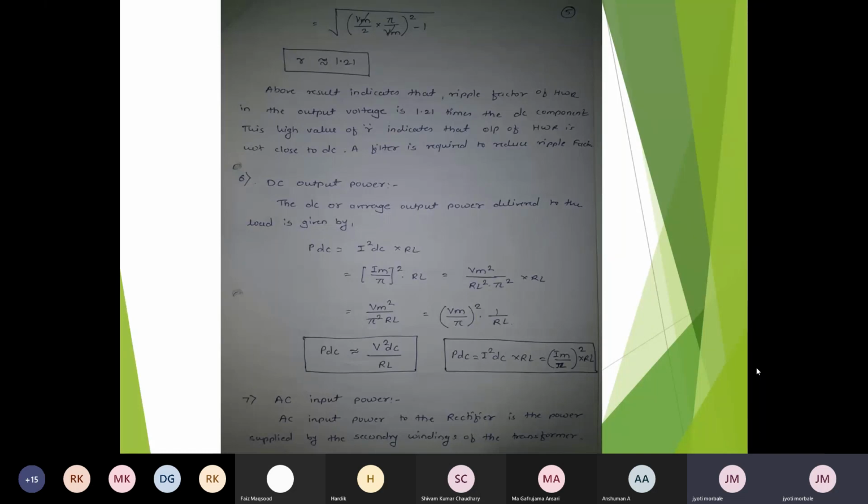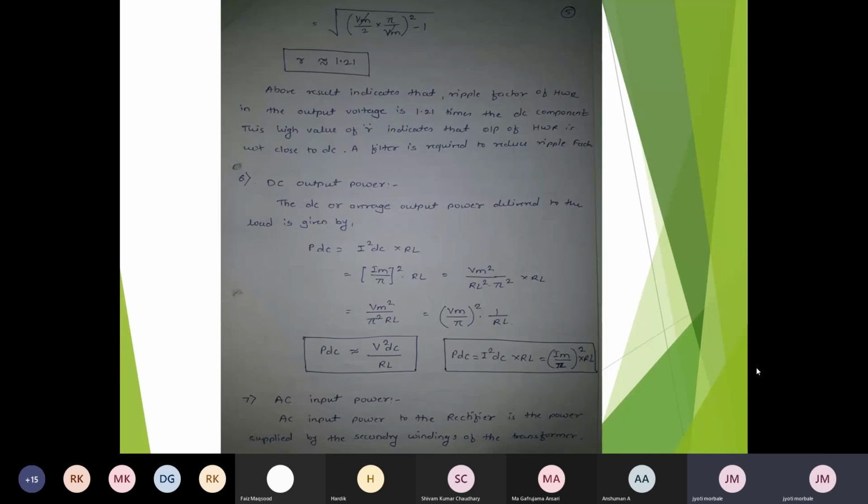This is a number we get. That indicates the ripple factor for half wave rectifier is 1.21 times the DC component. This value of R, it is very high for the half wave rectifier which contains higher amount of AC present. So as the ripple amount is very high, that means this half wave rectifier is not faithful, not successful in conversion of AC into the DC.